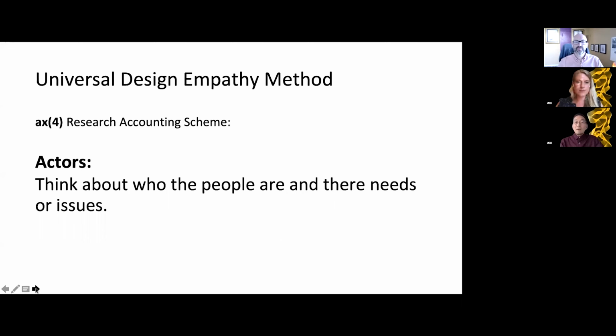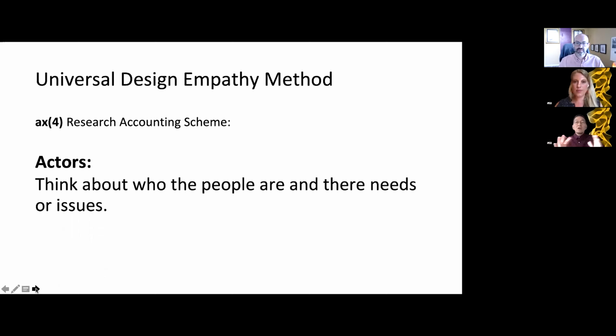So in the A by 4, we look at the actors. And what does that mean? We're looking at everybody in the classroom or in the learning situation. We think about who the people are and their needs or issues. I use the term people because we're not just focused solely on the student. We're looking at the teacher as well. We're not trying to marginalize anybody that's going to be in that classroom. We might also have visitors. We might also have parents that are concerned.